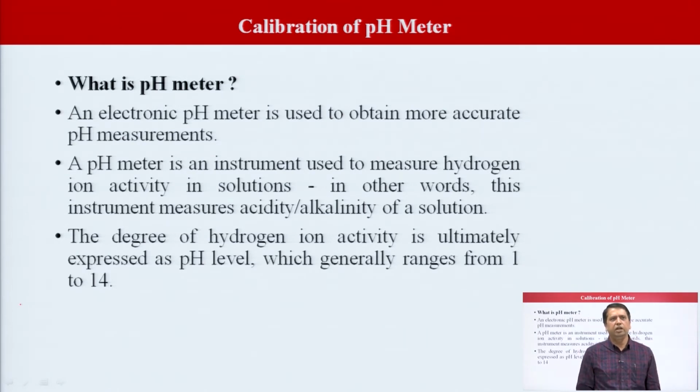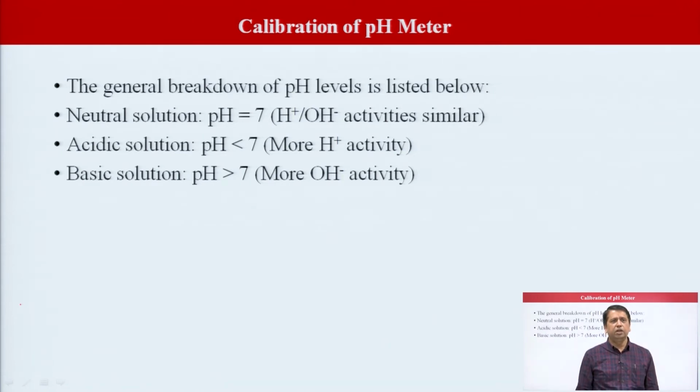Now, you can easily understand that if the pH of any solution is 7, that means it is neutral, and if the pH of any solution is below 7, that means it is acidic in nature, and if the pH of any solution is above 7, that means it is alkaline in nature. So, for measuring the hydrogen ion activity, we are using the pH meter. These things we have already discussed.